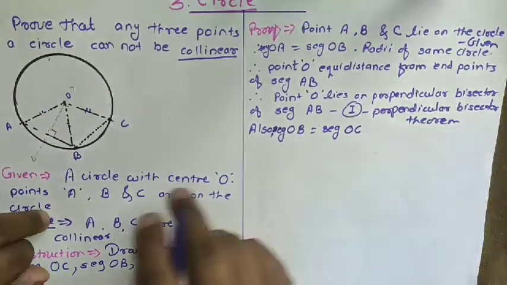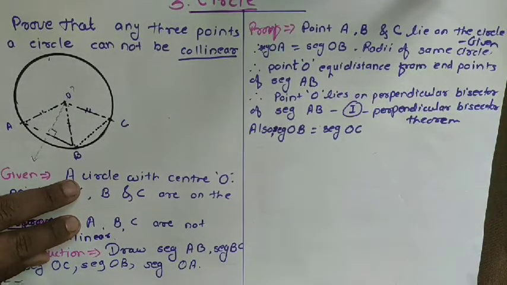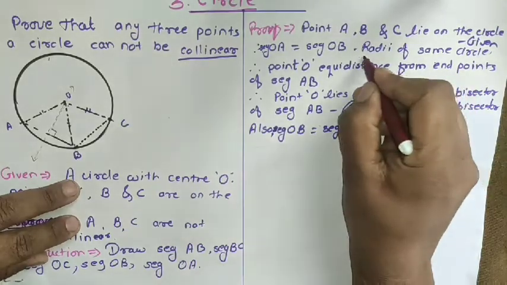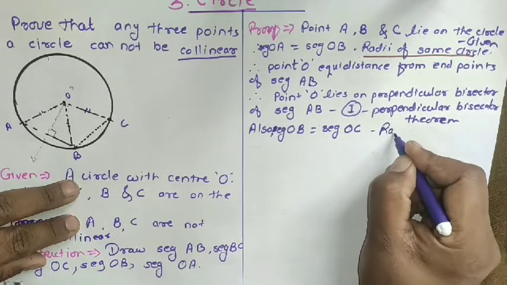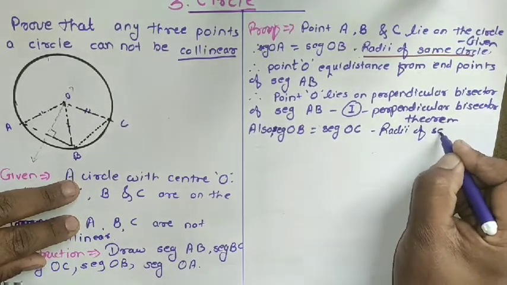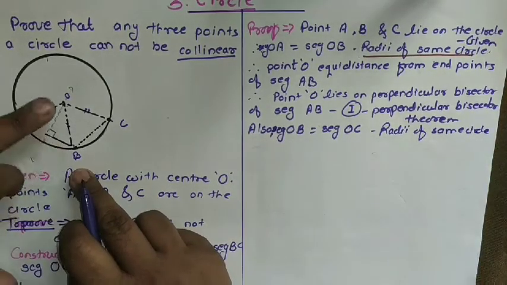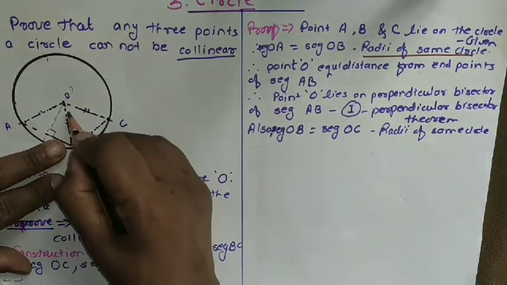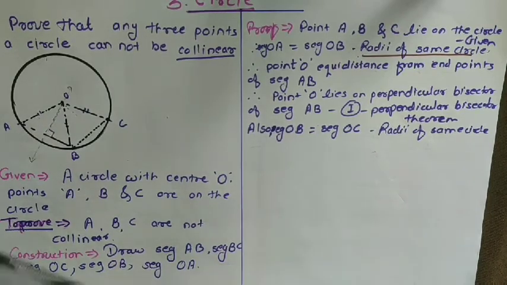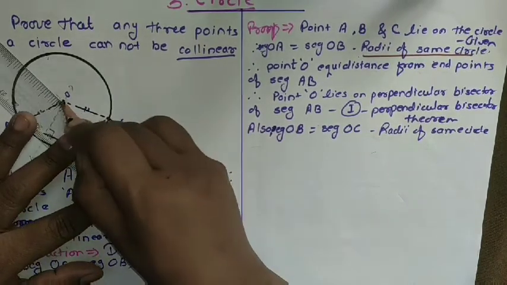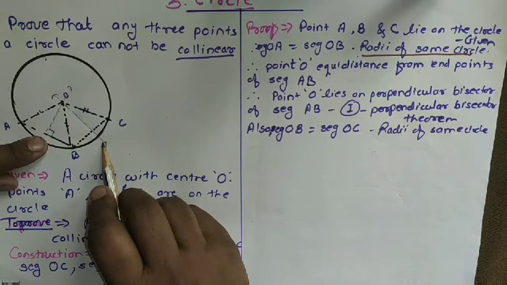Okay, now OB is equal to OC, and the reason is the same, that is, radii of the same circle, that we wrote here. I will write here: radii of same circle. Next, if OB is equal to OC, then it also shows that if I draw the perpendicular bisector for this seg BC, it passes through point O. The reason behind it is what we just saw, the perpendicular bisector theorem, so we used it here.